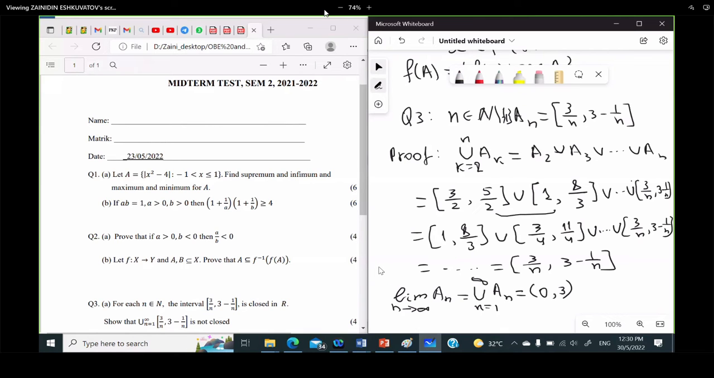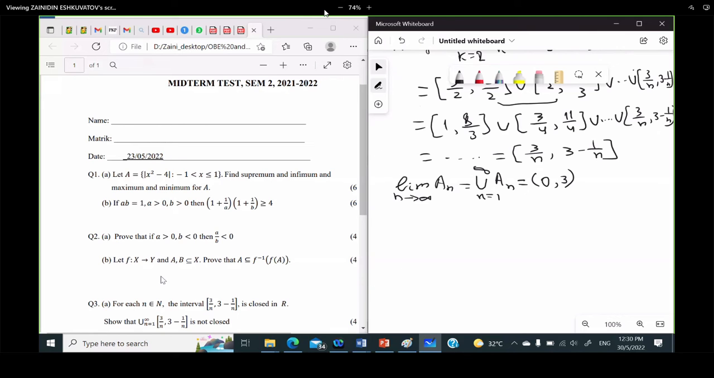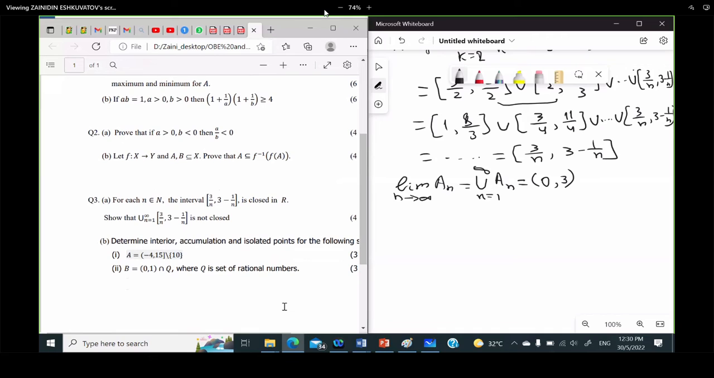So that's why it is said that each set is closed, but the union is not closed. This one is an open interval. That's all. So the last one, 3b.